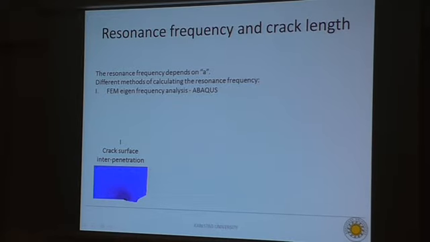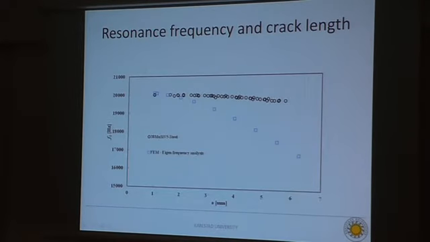And this is because of the fact that we cannot add any constraint to this eigenfrequency analysis. So that's why we're getting this crack surface interpenetration. And this will, of course, cause a problem, since that's not what's happening in the experiment. The crack surfaces are not penetrating each other. And the results of this method showed a clear difference from the experimental result. The drop of the frequency is much faster than in the experimental results.